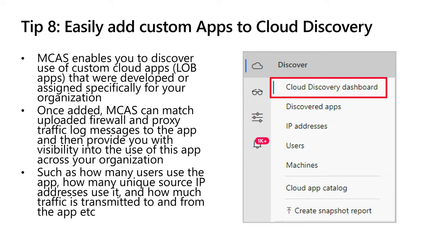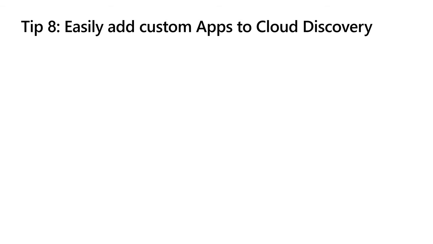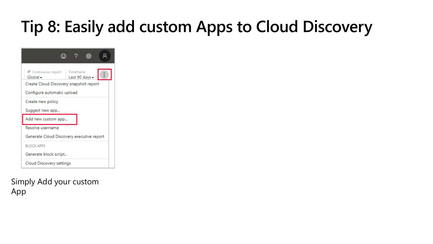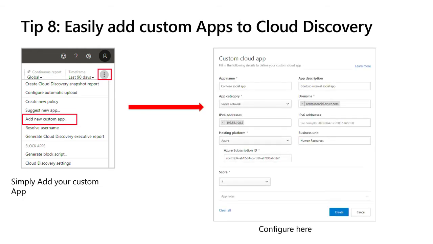Well, actually, again, it's remarkably simple. You can add in your own custom apps here, and it's as simple as just a few clicks. So you can simply go into the Cloud App Discovery dashboard, add a custom app in, and then all you need to do, as it says here, is put in the details of that app, the IP address that it's talking about, any kind of restrictions, the platform details, and so on. And once you've added that app, it's then available for everyone.